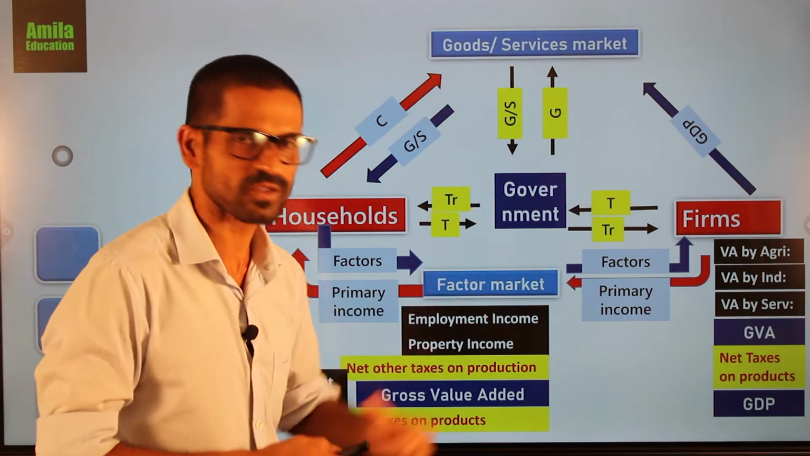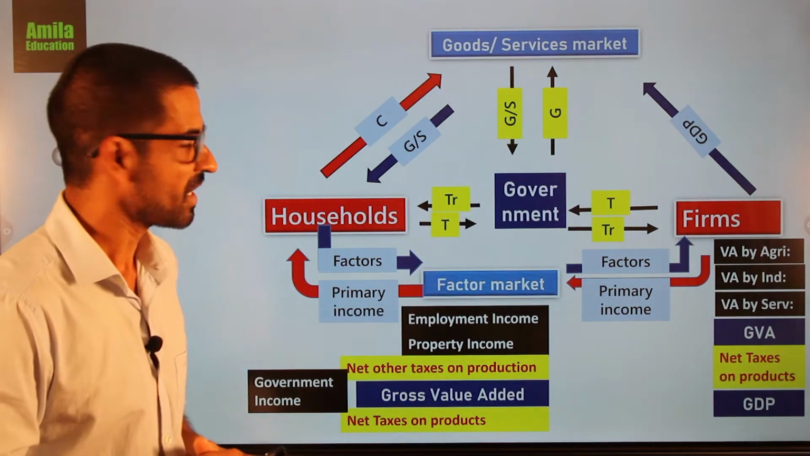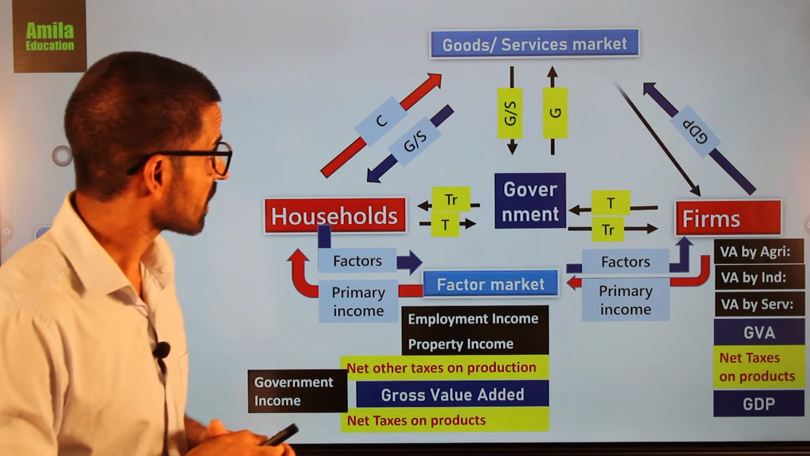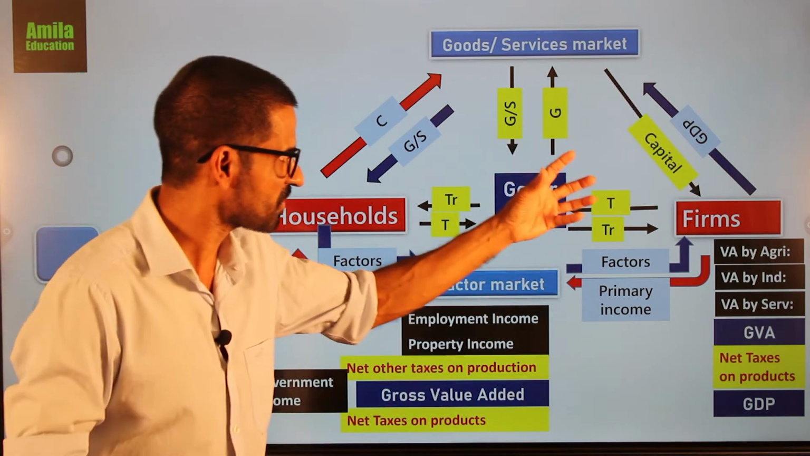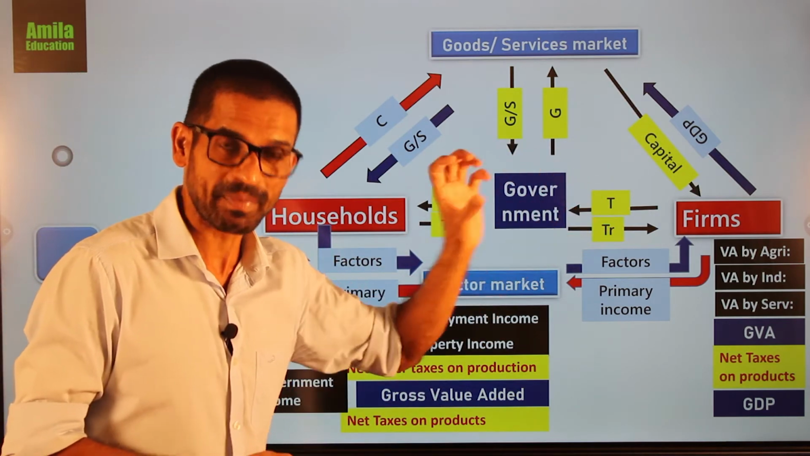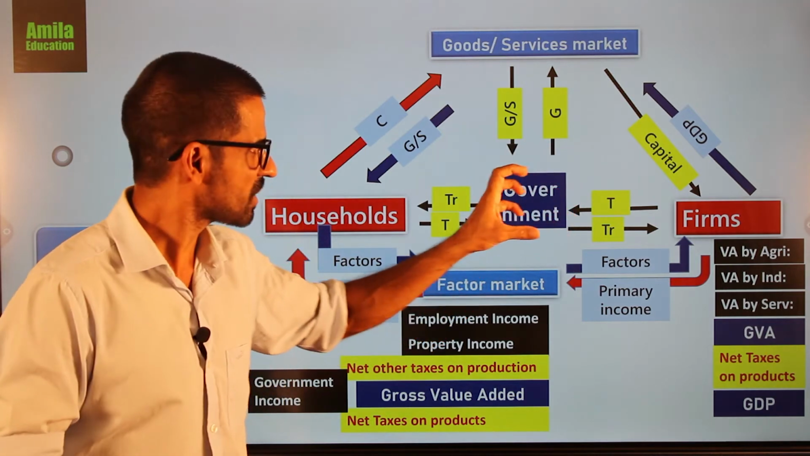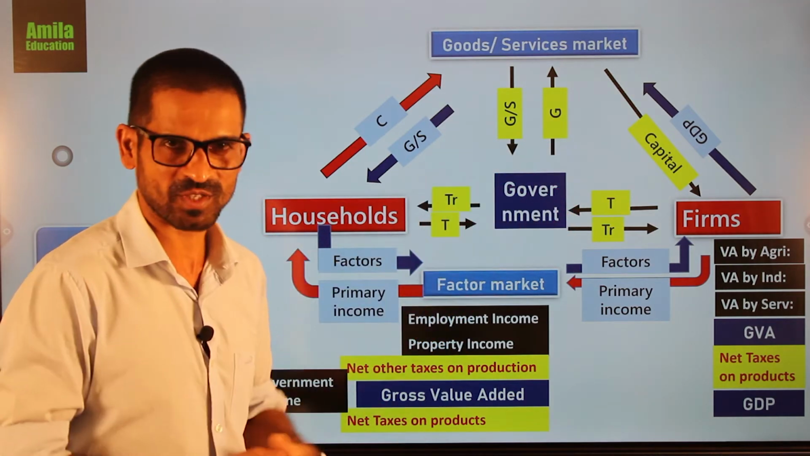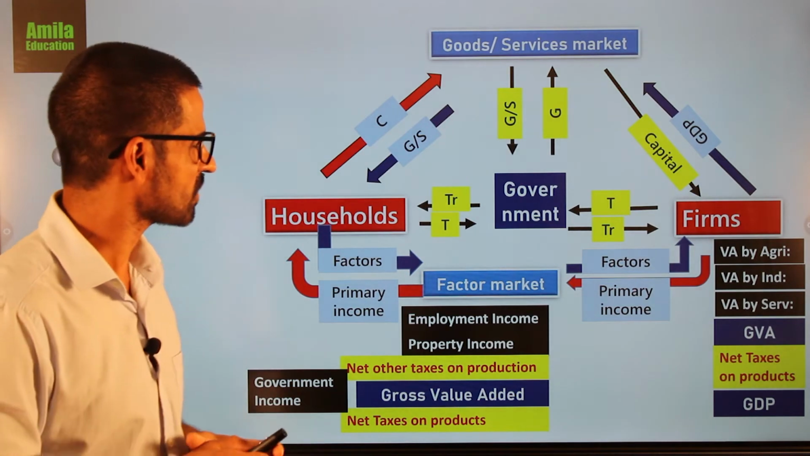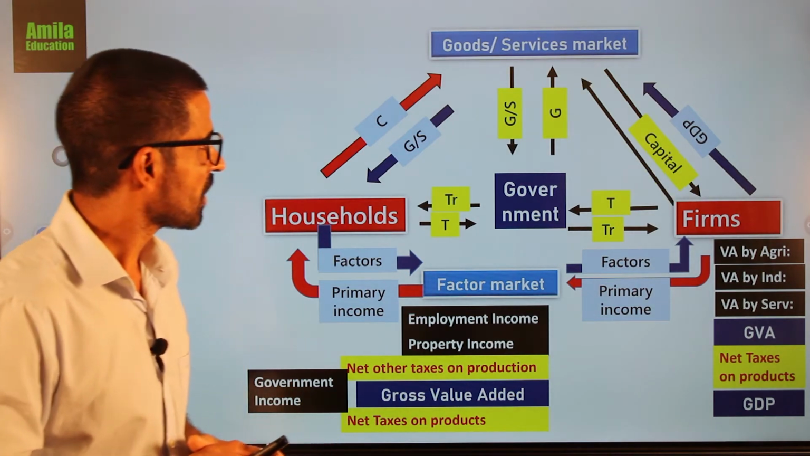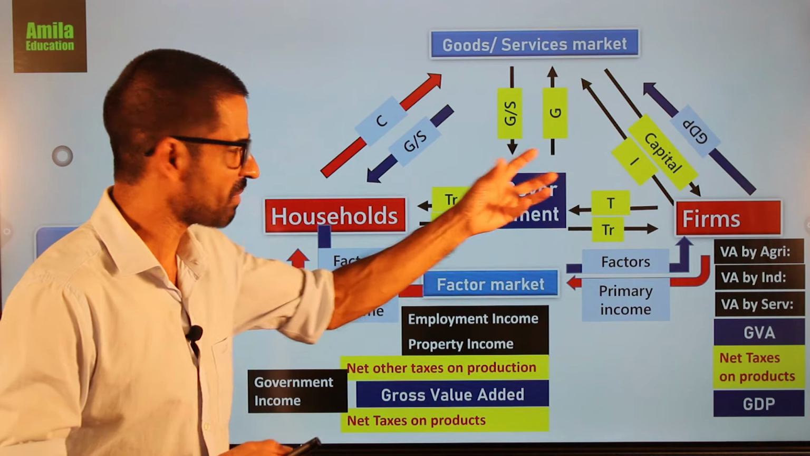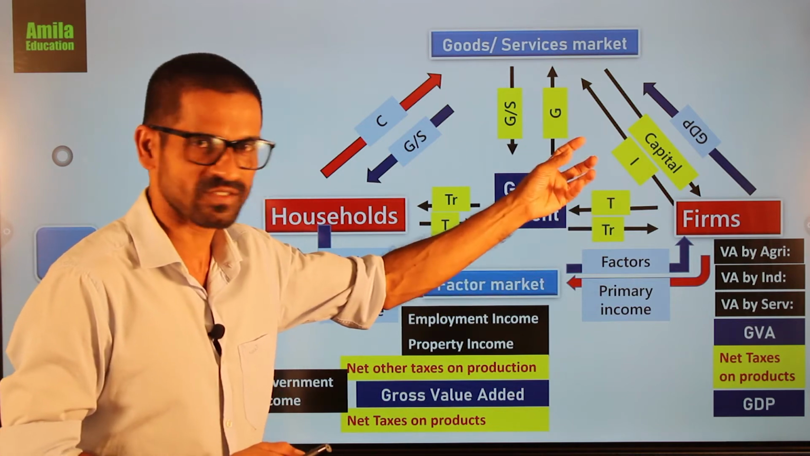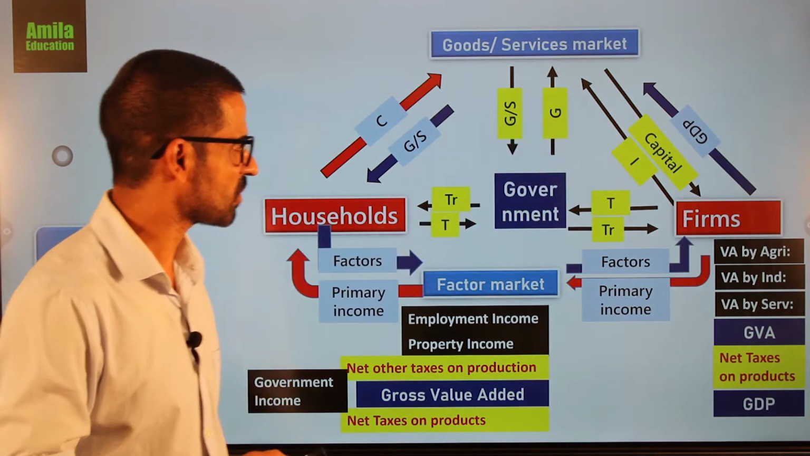Then firms also purchase goods and services. They are the capital goods. The goods and services purchased by firms are called capital goods. And the name for the purchase of capital goods is investment. So what do you mean by investment? Firms' purchase or formation of capital goods.